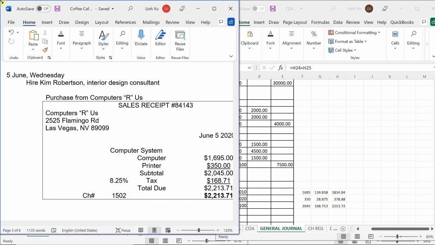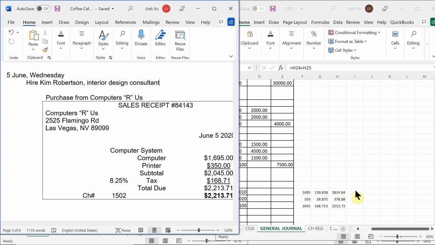So in this case, which one am I most likely going to do? This is 139.83 versus 28.875. Which one are you most likely going to round up?